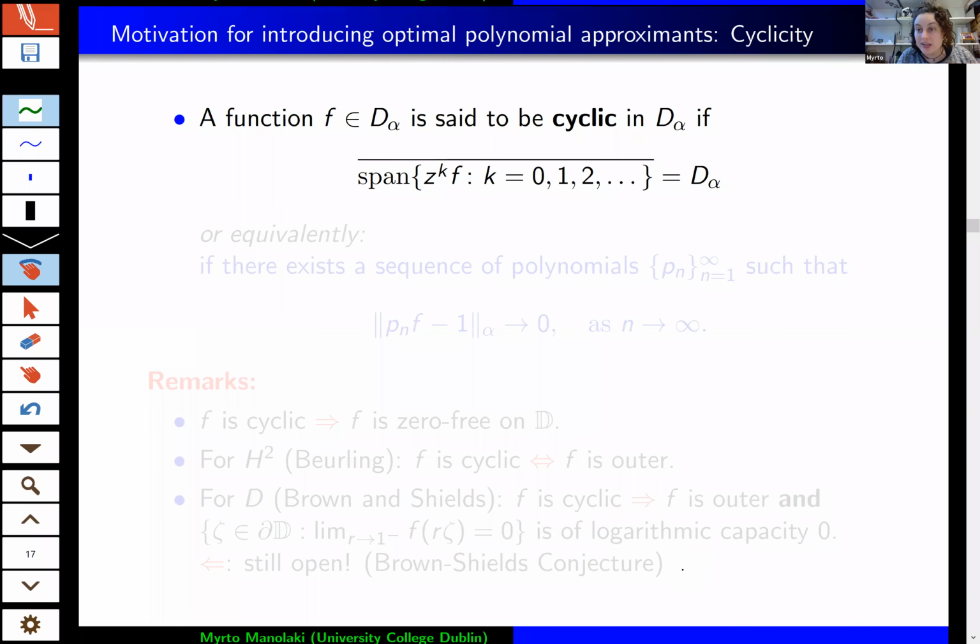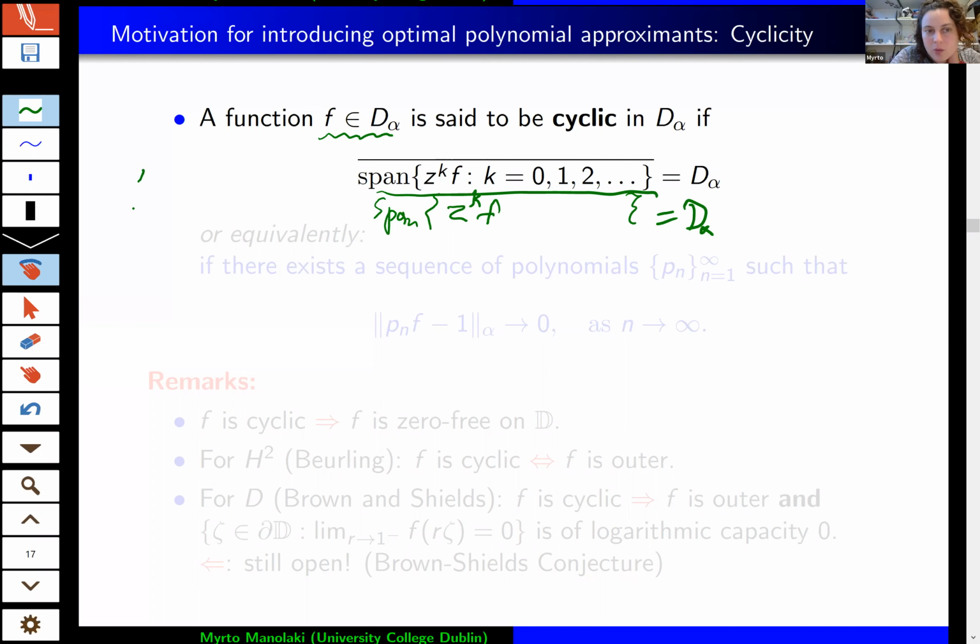Now, let's see the motivation for introducing optimal polynomial approximants. So it's an introduction to optimal approximants. This comes from the concept of cyclicity. I talked about hypercyclicity; here we have something else, but connected philosophically. I am going to say that a function f in my Dirichlet type space is cyclic in my space if I multiply it by monomials, take the linear span, and then take all limits, and by this I can approximate everything in my space.